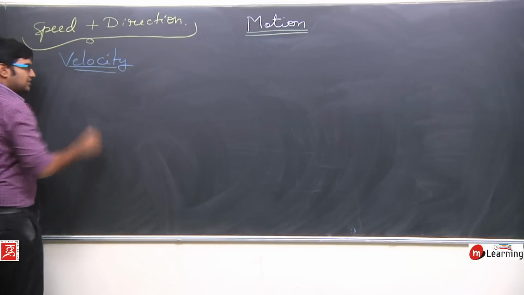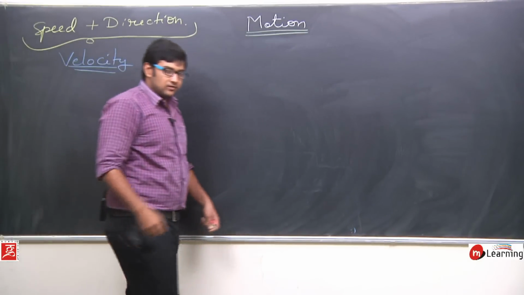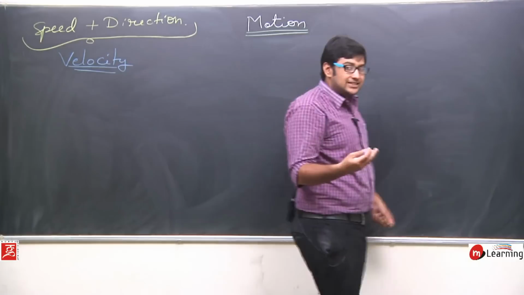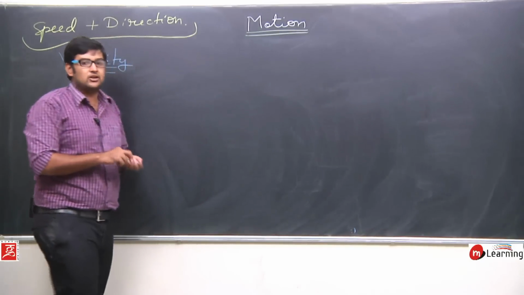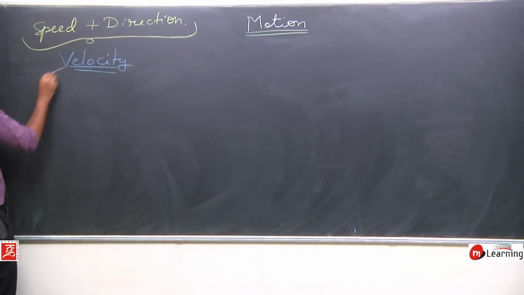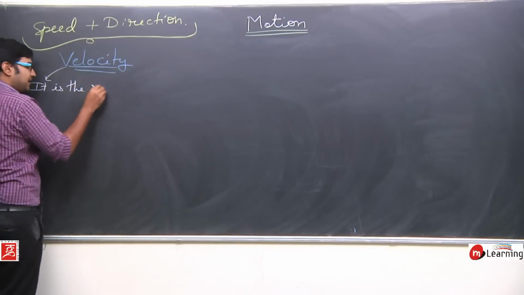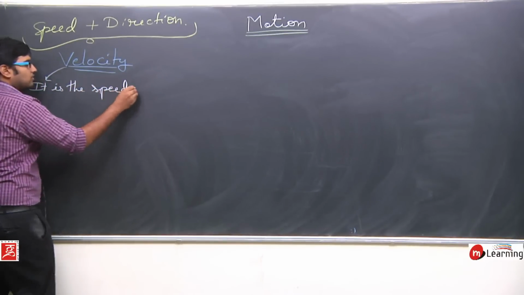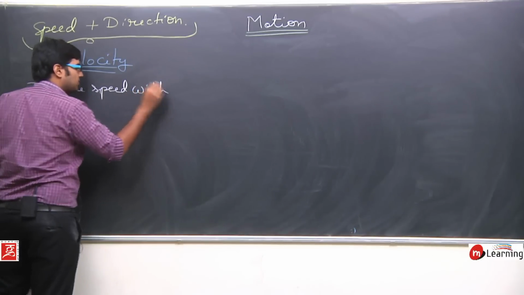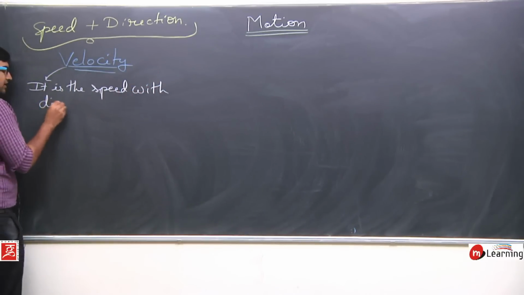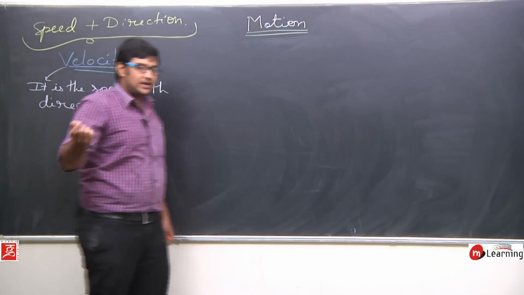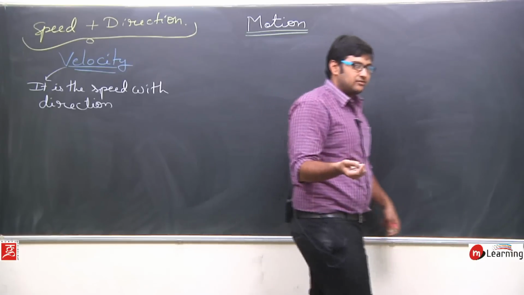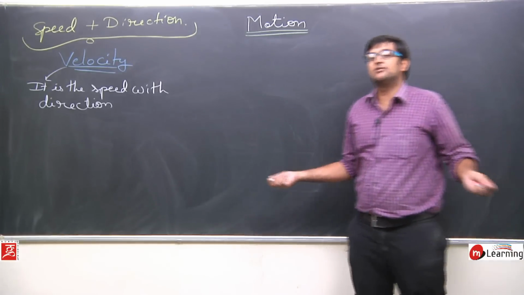Okay, so velocity is the speed which has direction. So what is velocity? How will you define velocity? Velocity is the speed with direction. It is the speed coupled with direction. When you include direction with the speed, I will say it becomes velocity.